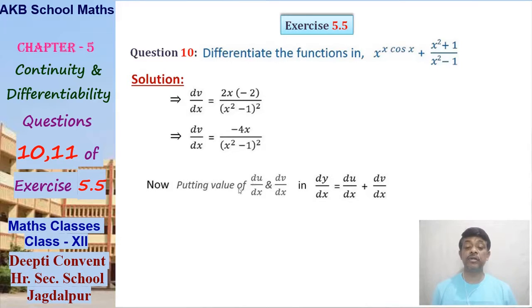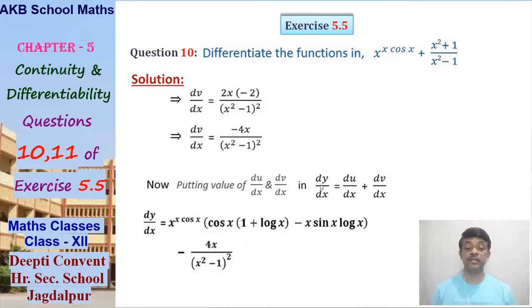Now putting the value of du by dx and dv by dx in dy by dx equal to du by dx plus dv by dx. That was the first relation. So put the value here, du by dx plus dv by dx, only putting the value. So this is the final derivative of the given function. This is x to the power x cos x plus (x square plus 1) by (x square minus 1). This is y. So dy by dx equal to this. This is the solution of question 10 of exercise 5.1. Clear?